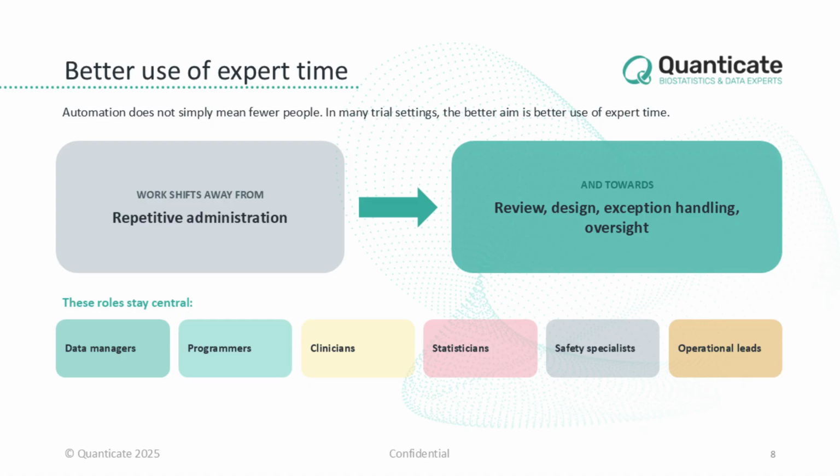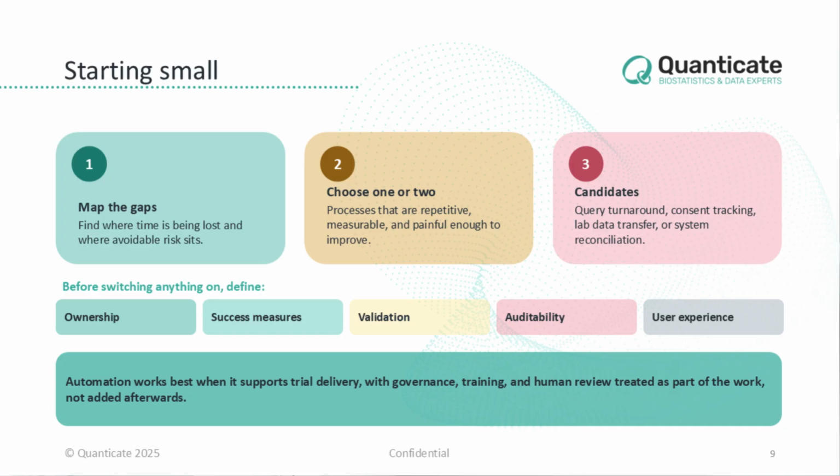Clinical functions and operational leads still have central roles, but their work may shift away from repetitive administration and towards review, design, and oversight. For teams starting small, the first step is to map where time is being lost and where avoidable risk sits. Choose one or two processes that are repetitive, measurable, and painful enough to improve.